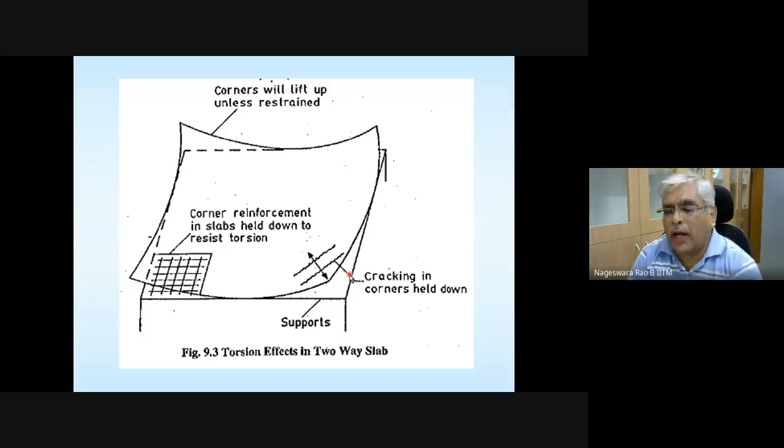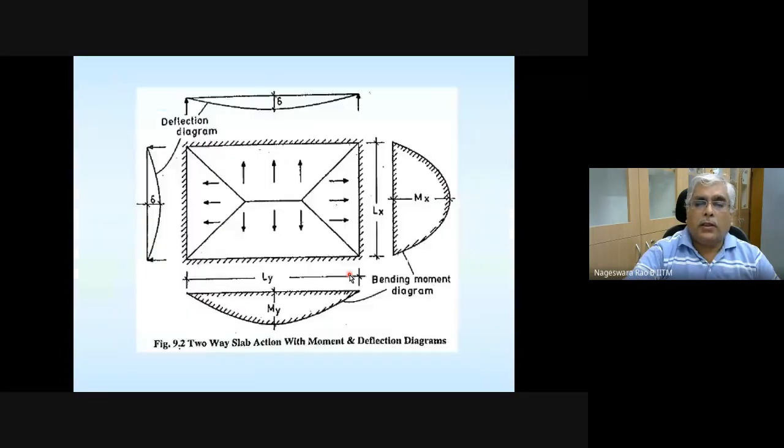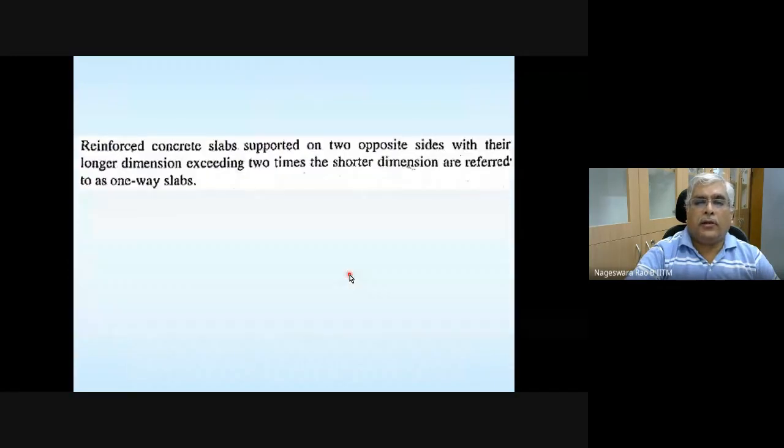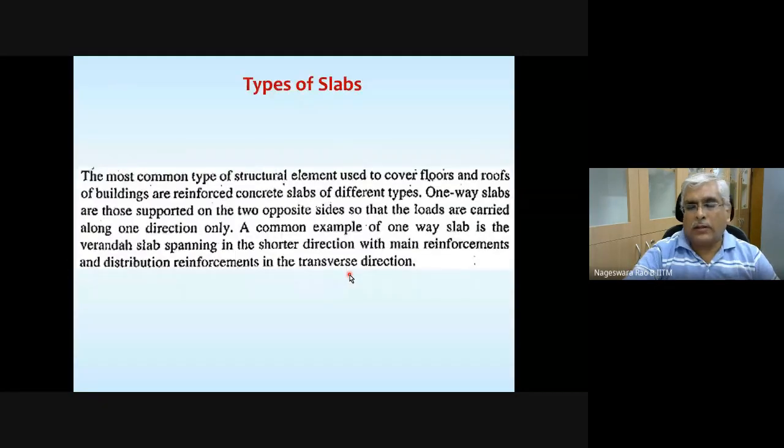As a part of the design of slabs, we are going to look at two types of slabs: one-way slabs and two-way slabs. For two-way slabs, we will learn both cases, when the corners are prevented from lifting up and when they are not. Let me quickly go through some points related to slabs, and we will see more details in the next class. Types of slabs.